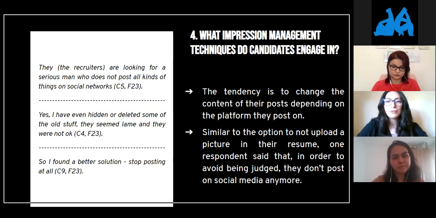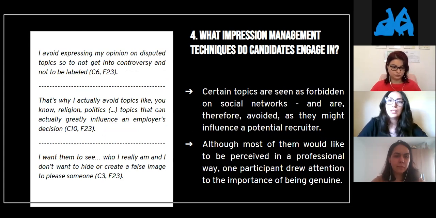And also, we found it funny that, similar to the option to not upload a picture in their resume, one candidate told us that they don't post on social media anymore in order not to be judged. Also, certain topics like politics or religion are to be avoided in the eyes of the candidates, and they do not post about them on social media because they think it would look bad on them.